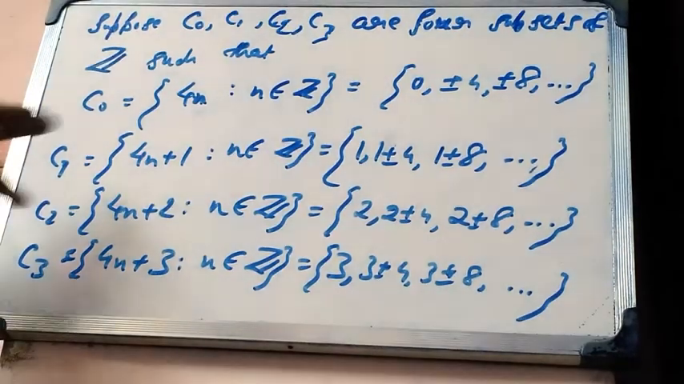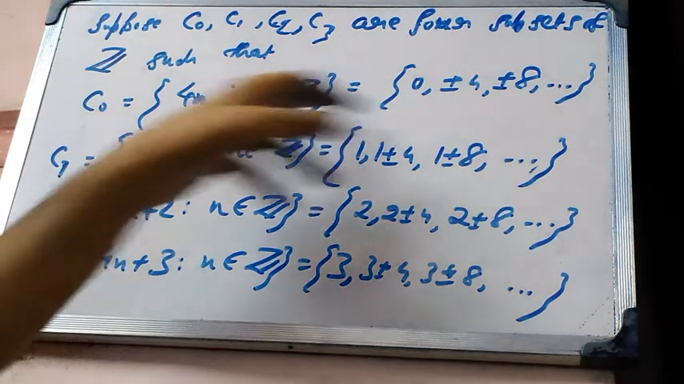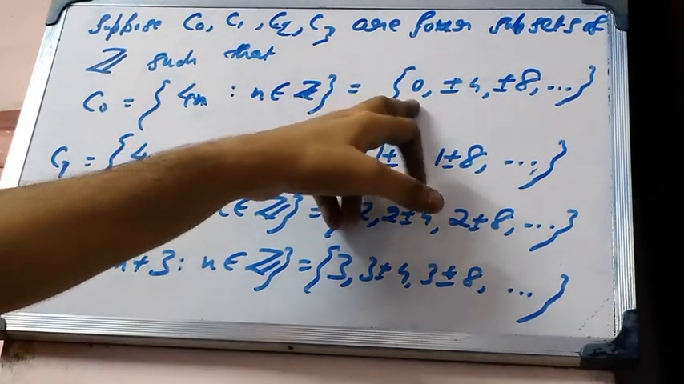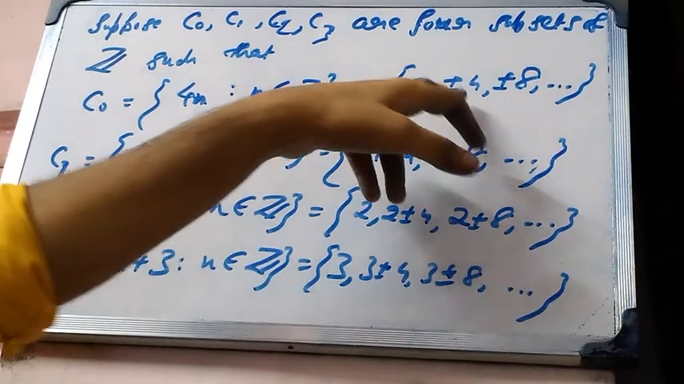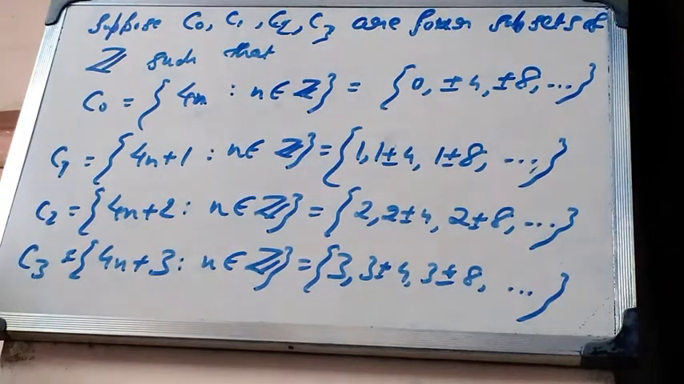Where C0 is equal to 4n such that n belongs to the set of all integers. Then obviously when n equals 0 the value is 0, when n equals 1 the value is ±4, when n equals 2 the value is 8, when n equals minus 2 then the value is minus 8, so it's ±8.